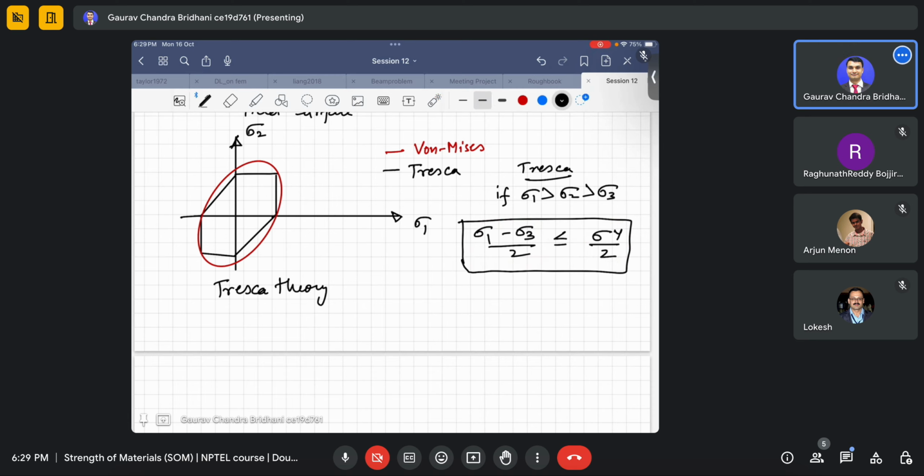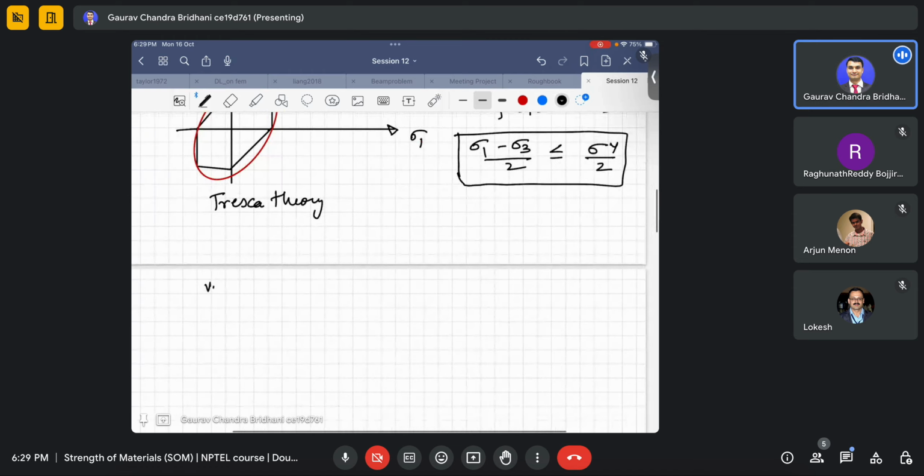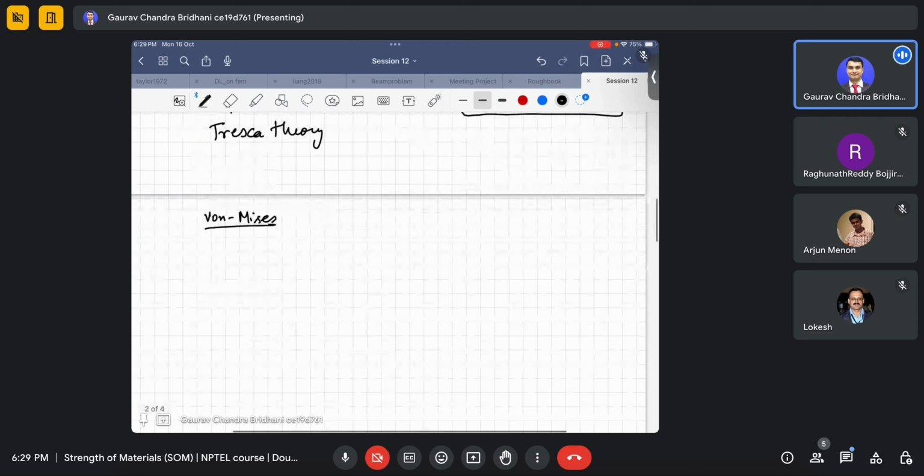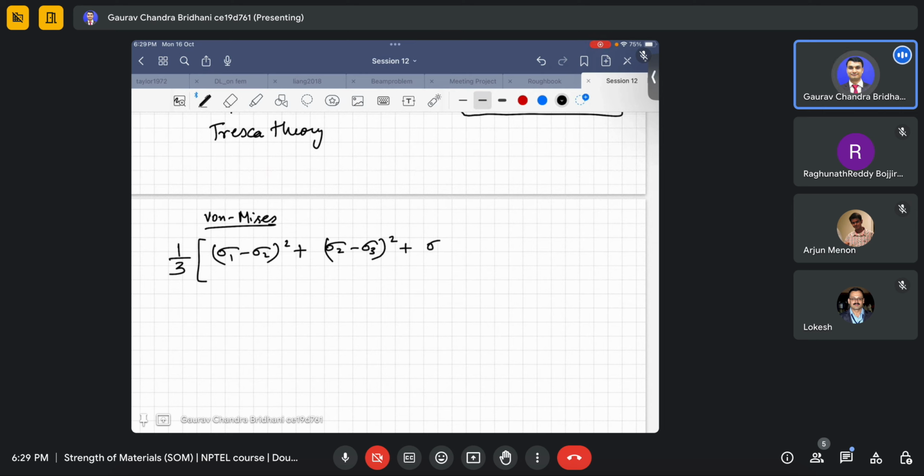Now in von Mises, we have the square root of 1 by 3 of [(sigma 1 minus sigma 2) whole square plus (sigma 2 minus sigma 3) whole square plus (sigma 3 minus sigma 1) whole square], which should be less than or equal to root 2 by 3 sigma y.